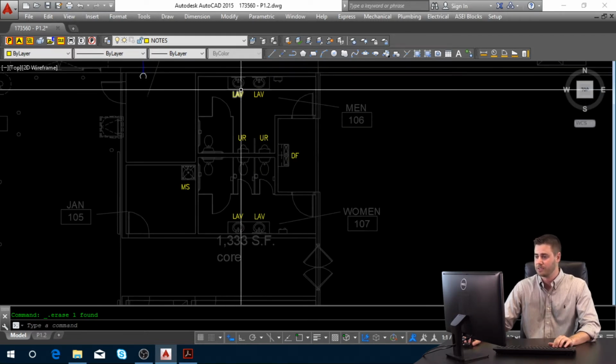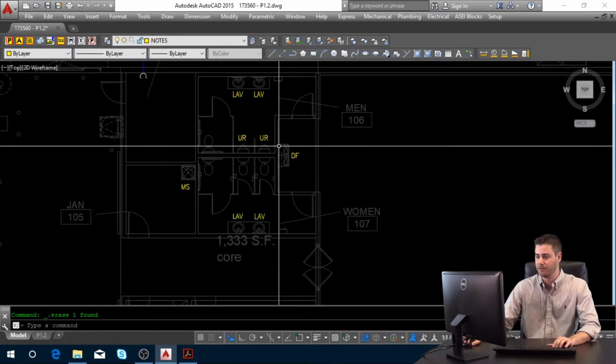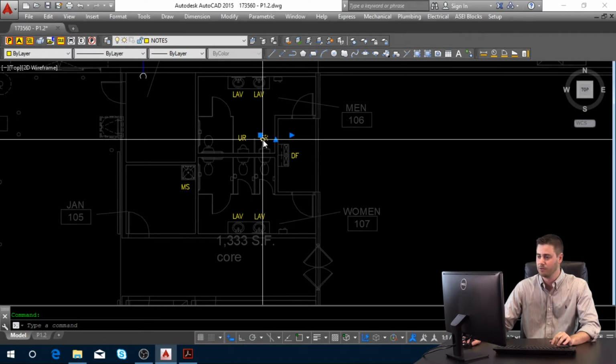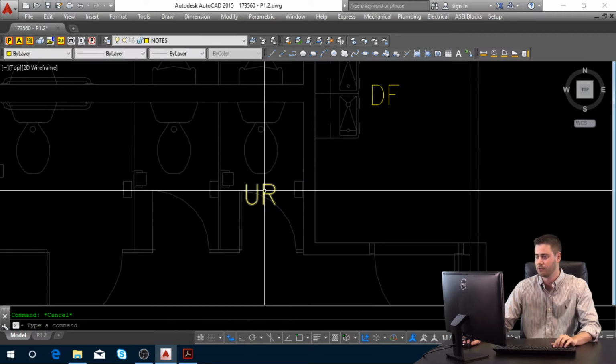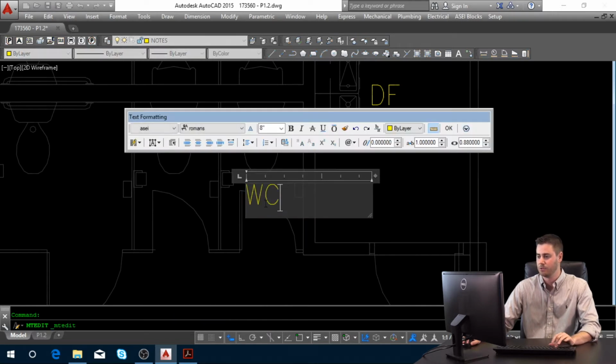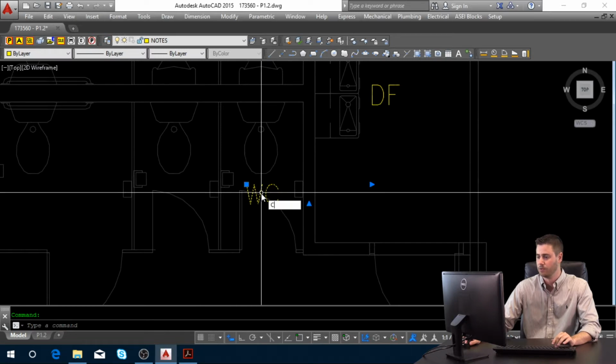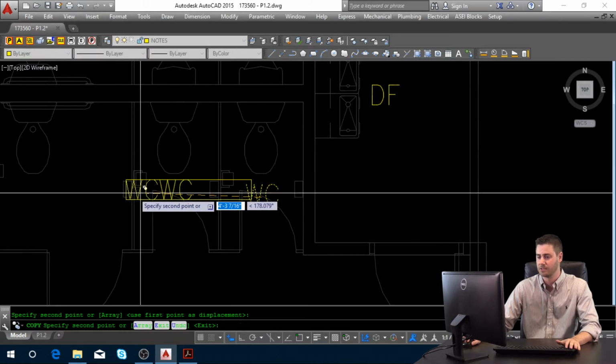I've labeled the lavatories Lav, the drinking fountain DF, urinals UR, and we are going to do the same now with the water closets. So do that by copying the text over and editing it to show WC for water closet. We'll do the same, the water closet next to it.